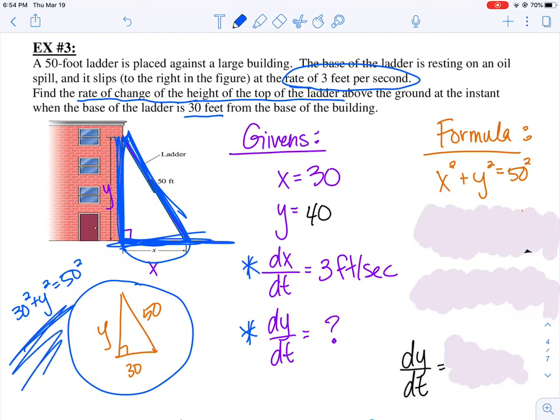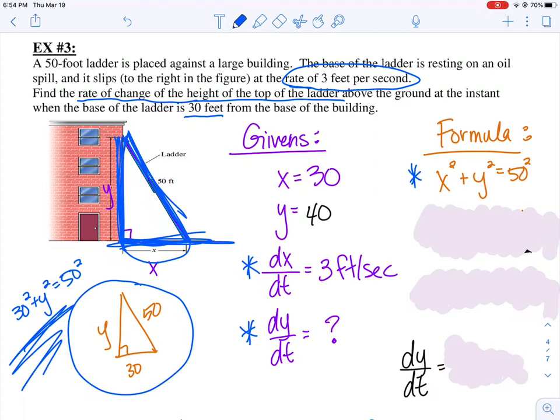Well, like we used over here, Pythagorean theorem, right? Don't we know, anytime we have a right triangle, that the side squared plus the other side squared equals the hypotenuse squared all the time? And that's how the sides are related to each other. So I can use Pythagorean theorem, x squared plus y squared equals 50 squared, to relate all this stuff together.